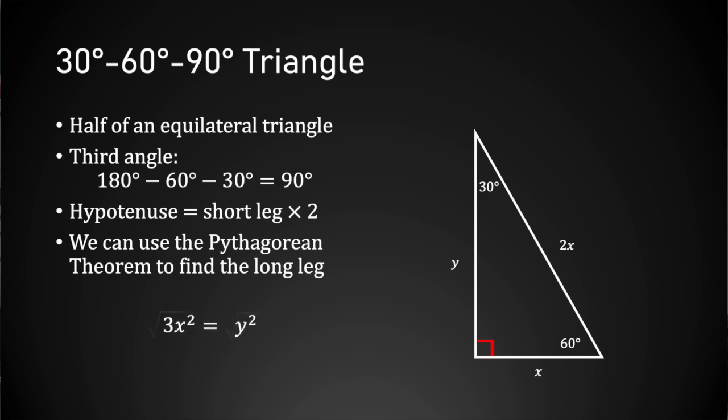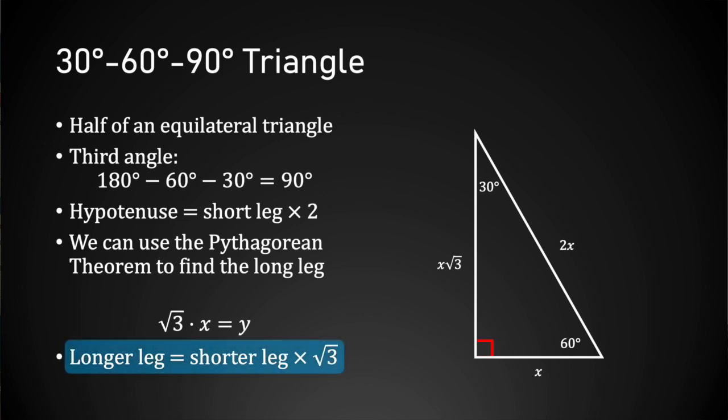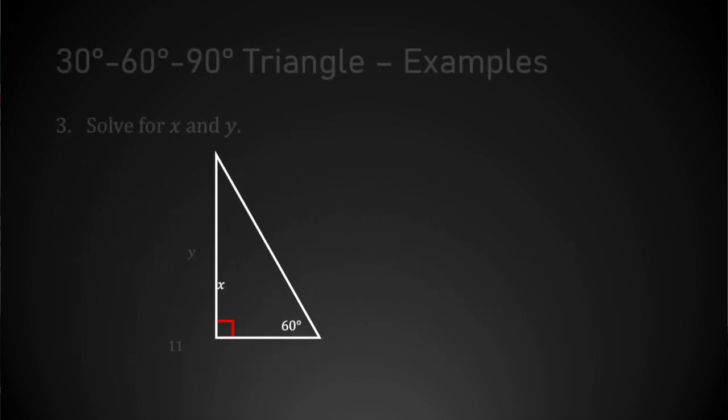I'll take the square root of both sides, and just like before, the things that are squared can come out of the radicals, but the 3 has to stay in. So what we're left with is the longer leg equaling the shorter leg times the square root of 3. Let's see this in action.